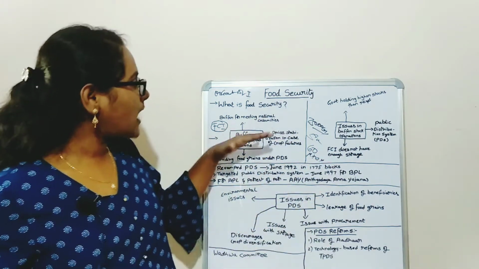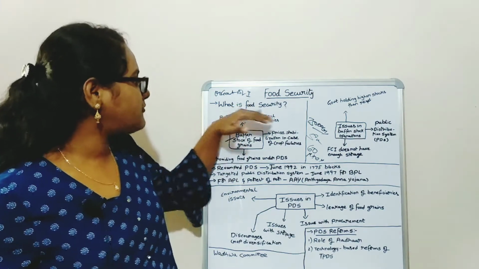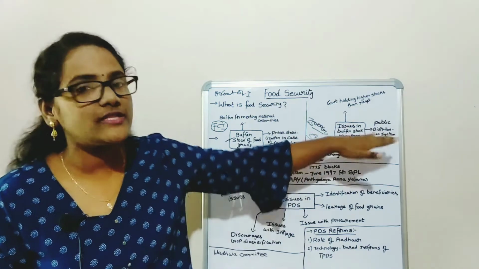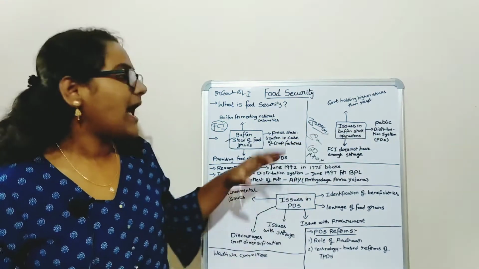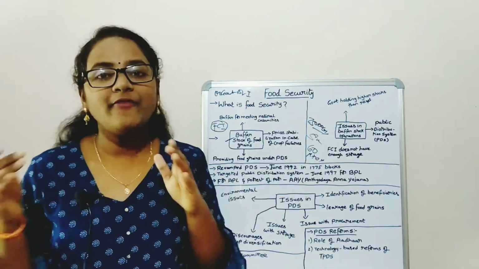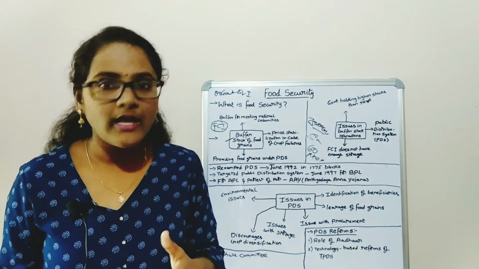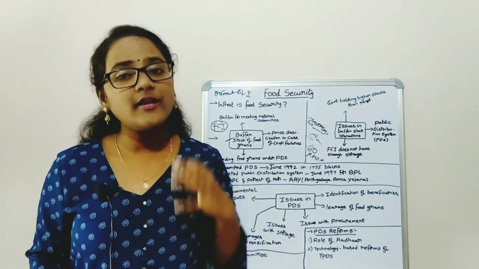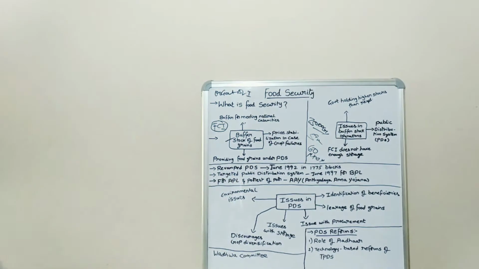So up to now we have seen food security and buffer stock of the food grains and the current issues involved in these operations, and a brief idea about the public distribution system and the current issues that are involved in this public distribution system. Next we will look into the National Food Security Act.